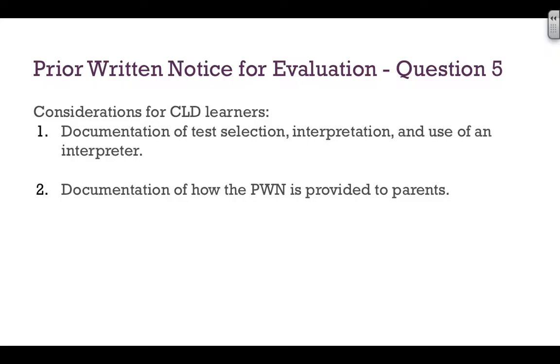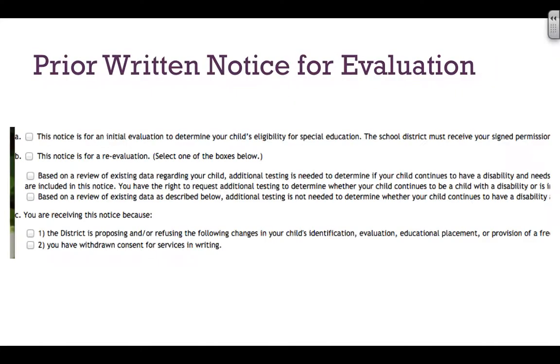Next, let's talk a little about the prior written notice for evaluation in iPlan. Here is the first page of the prior written notice for evaluation on iPlan. It is important to check the appropriate boxes. One box in either section A or B must be checked. For a re-evaluation, section B, be sure to check whether additional testing is or is not needed. Also, number 1 or 2 under section C must always be selected. Most often, you will select number 1. Number 2 is for parent withdrawal of consent for services.